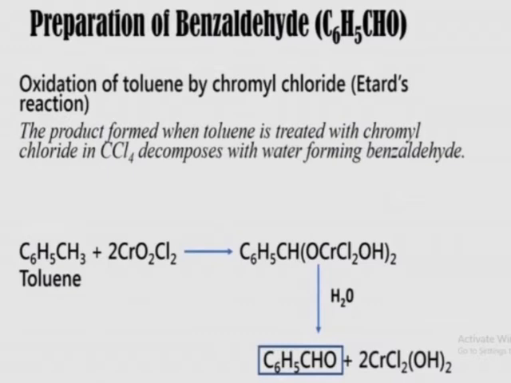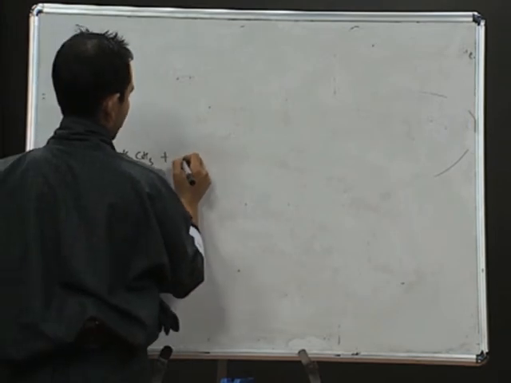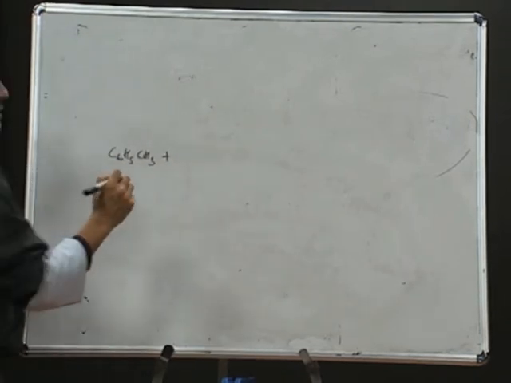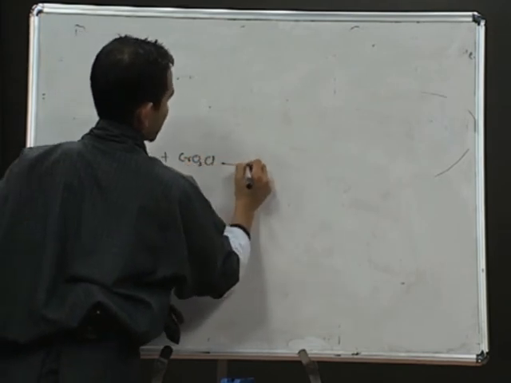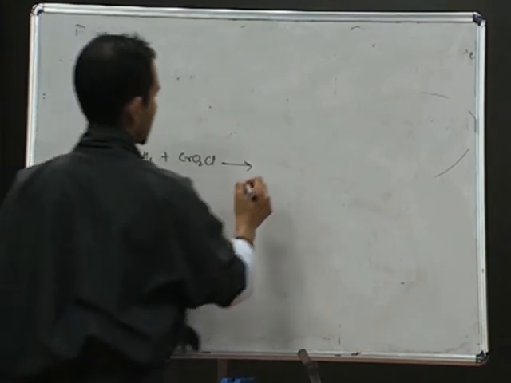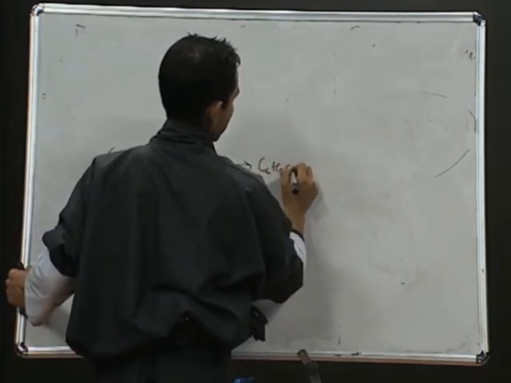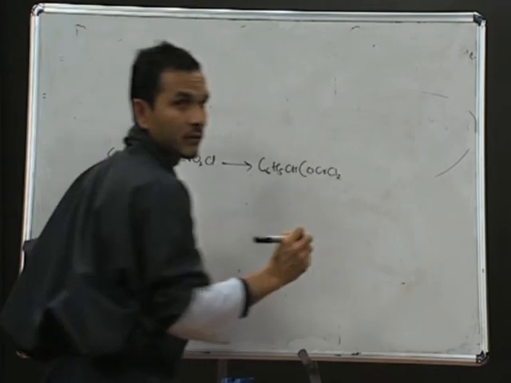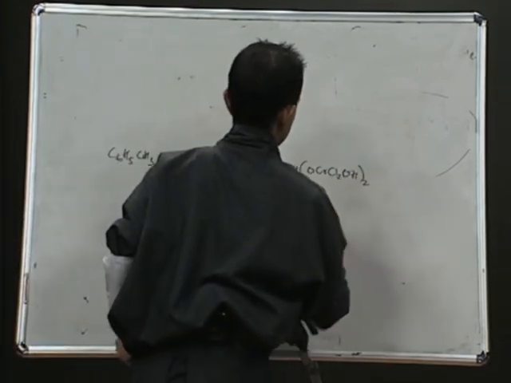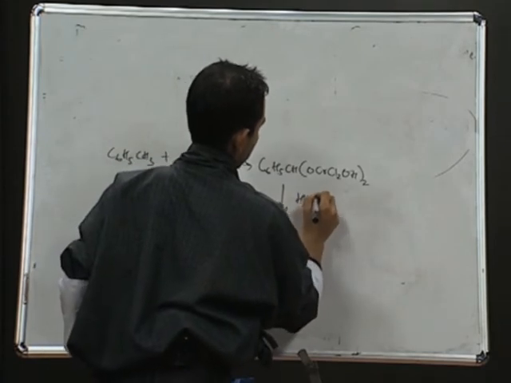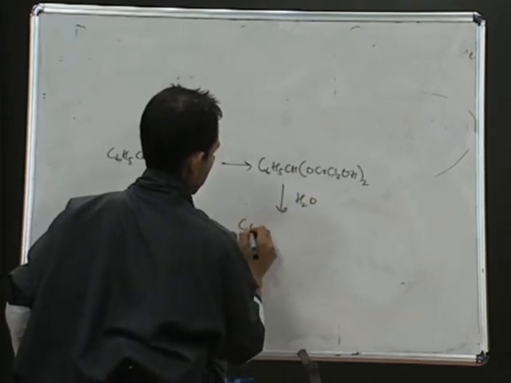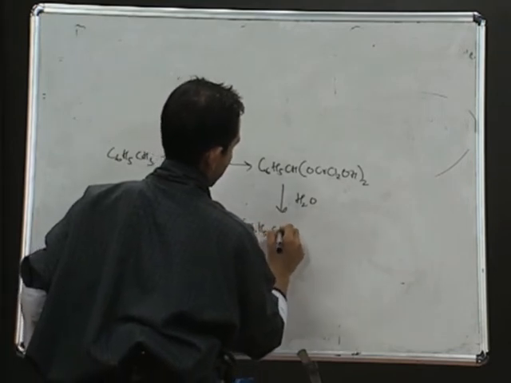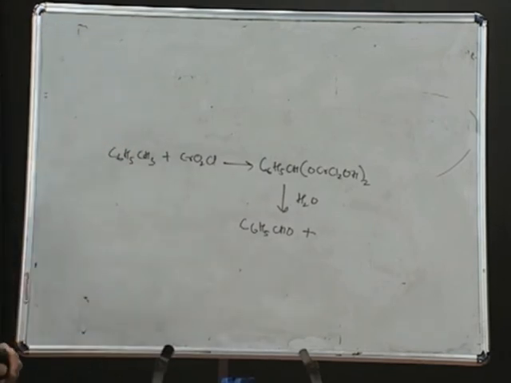by chromyl chloride. So what we write here is toluene, that is C6H5CH3, plus, in the presence of chromyl chloride, which is CrO2Cl2, it will give a complex compound, that is C6H5CH(OCrCl2OH)2. This further decomposes with water to give benzaldehyde, C6H5CHO, and chromium chloride hydroxide.